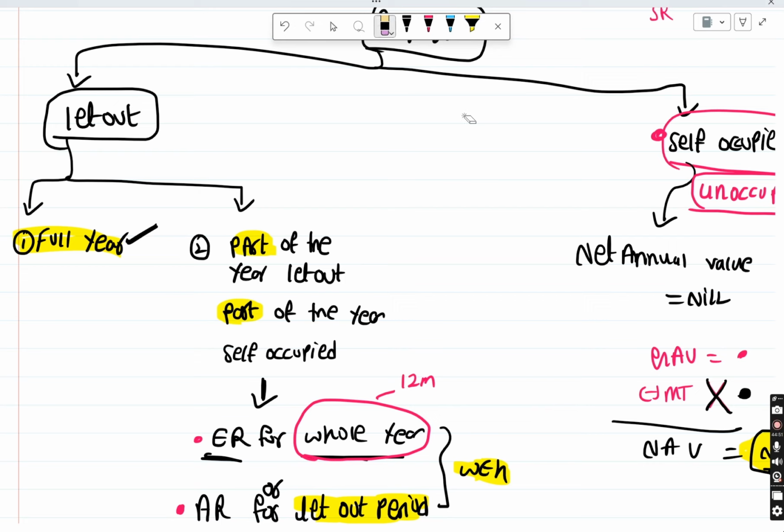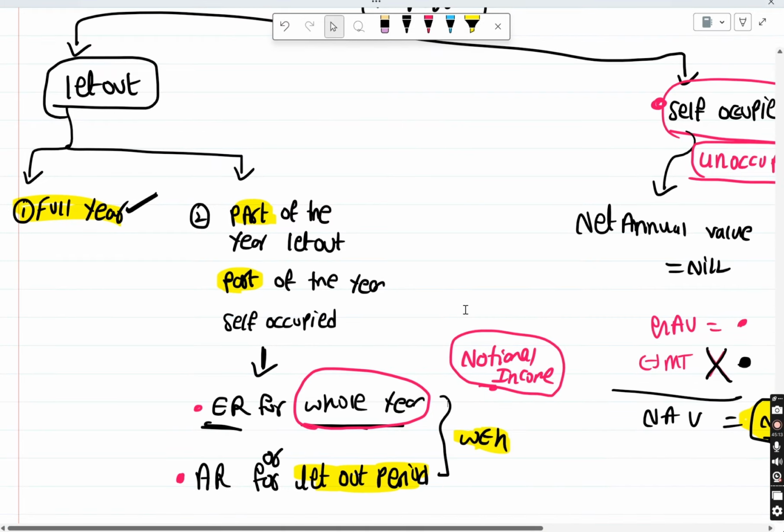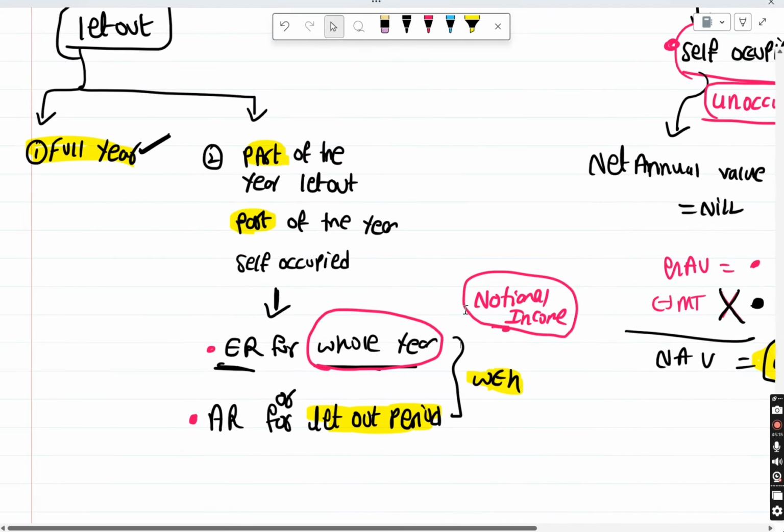So this is just extra knowledge. There is something called notional income. That means it is not a real income, it is just a notional income. We are charging notional income, we are just assuming and then charging. So that is just for knowledge purpose. Is it clear? Understand? You will get more clarity when we do a question on this one.